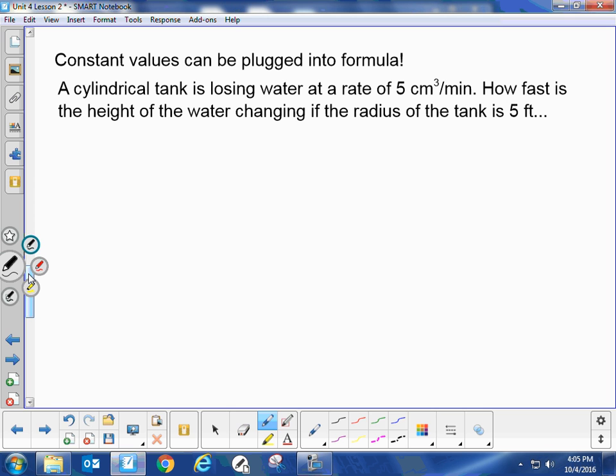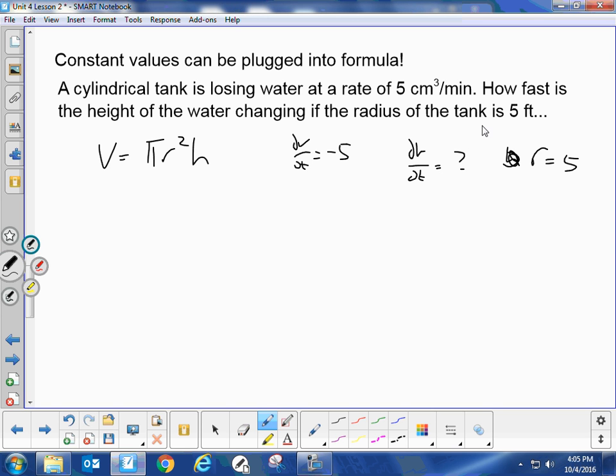Another thing that's important is that constant values or fixed values can be plugged into formula. Let's take this cylindrical tank. We're losing water at a rate of 5 cubic centimeters per minute. How fast is the height of the water changing? The radius of the tank is 5 feet. Well, the volume of a cylinder is pi r squared h. Okay, and I know that dV/dt is equal to -5. I want to find dh/dt at the moment when r is 5.